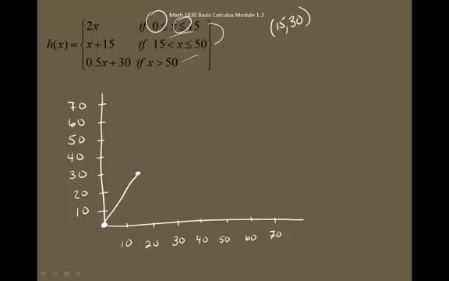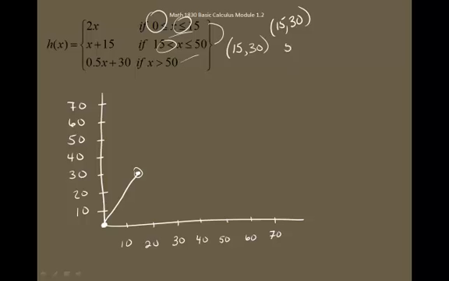Looking at the second function, if we plug 15 in, we'll have 15 plus 15, which would be 30. So we've got 15, 30. Notice these two functions meet at the same point, but this one is not inclusive, so it's going to be an open dot starting there.